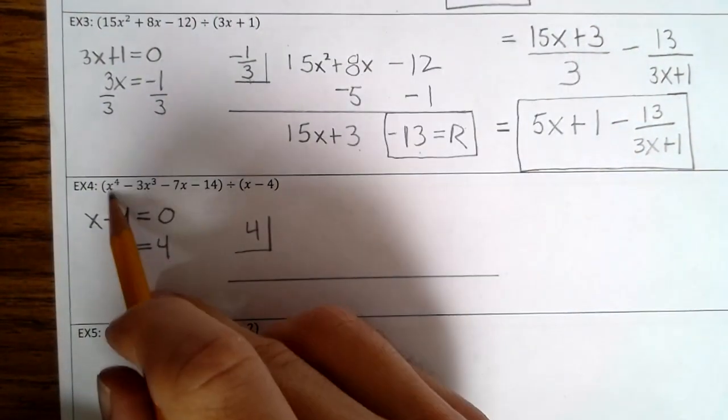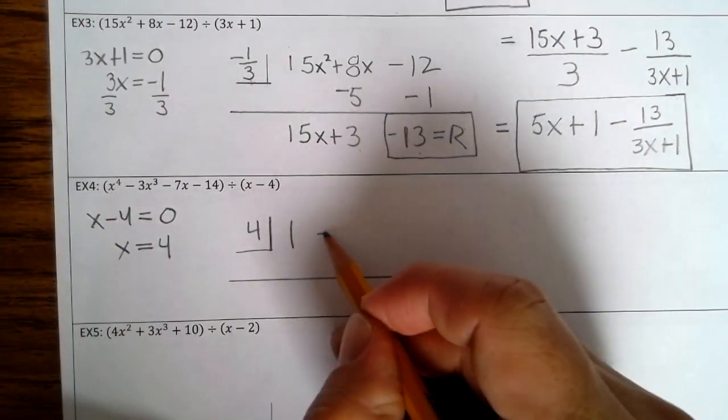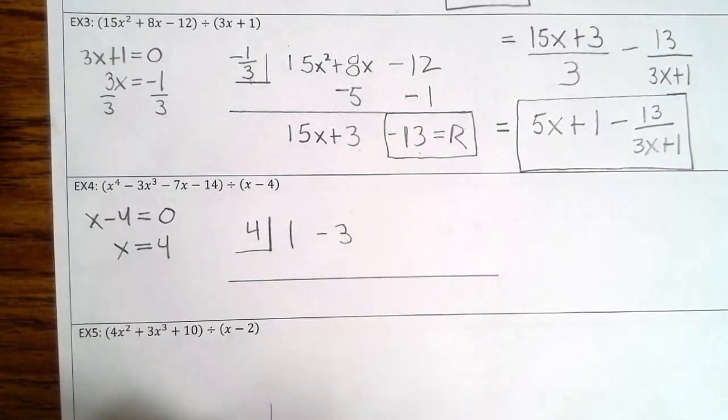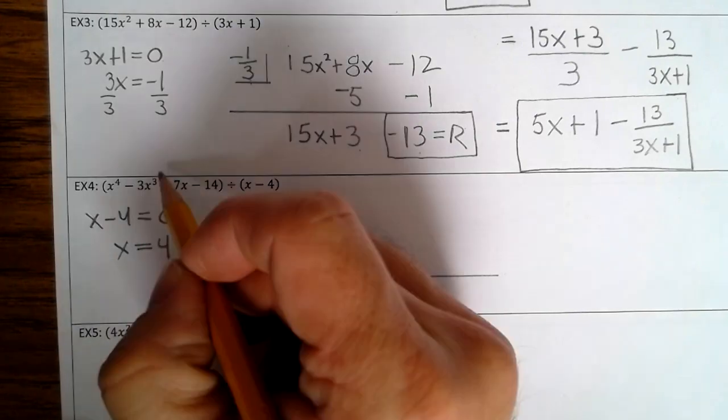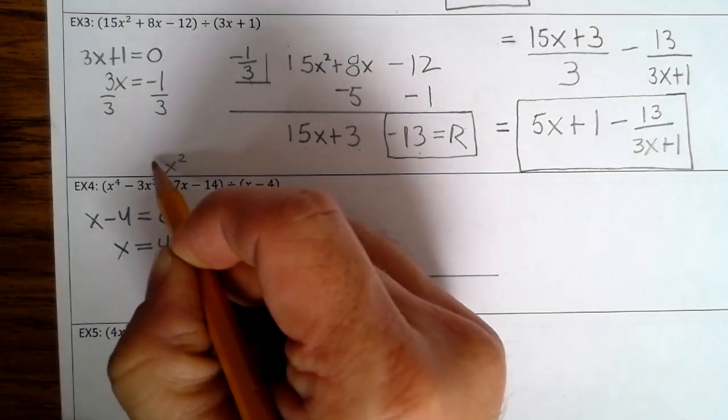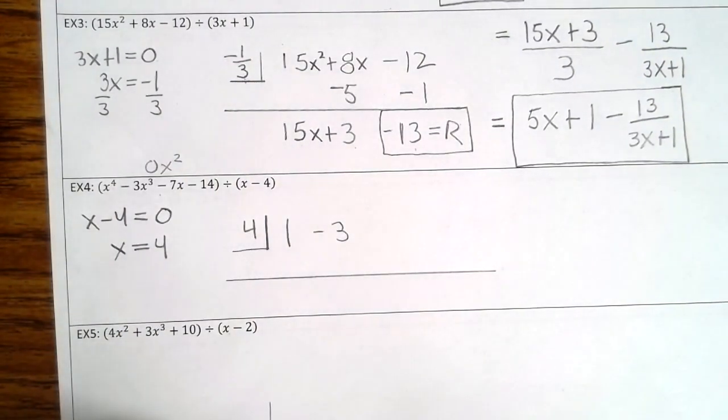Now, I did this problem on purpose. You have to have every exponent. So x to the 4th, x cubed, you notice you're missing x squared. So you have to incorporate 0x squared. So 0, and then negative 7, then negative 14.